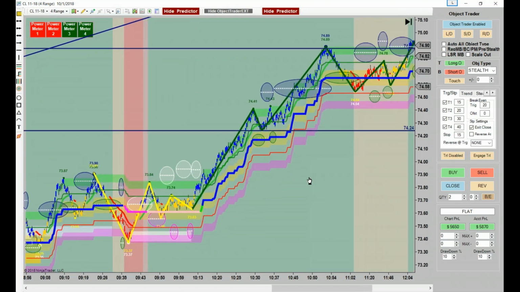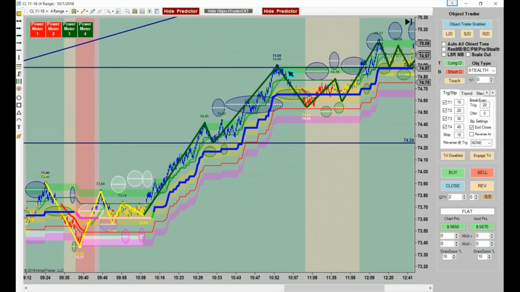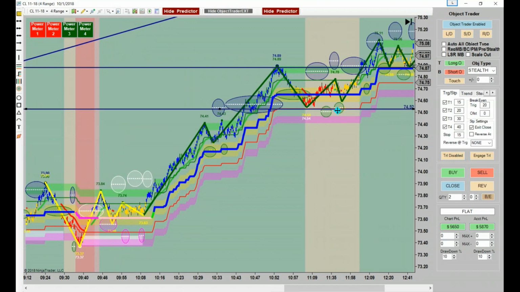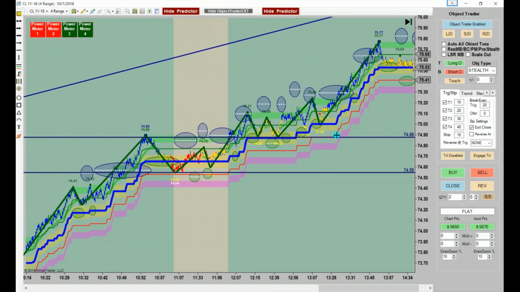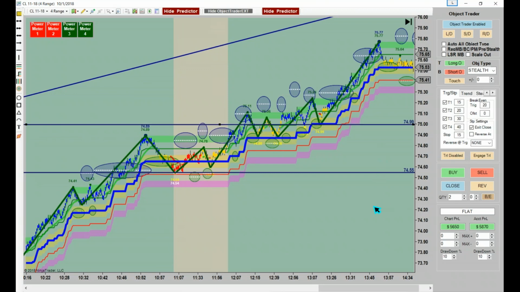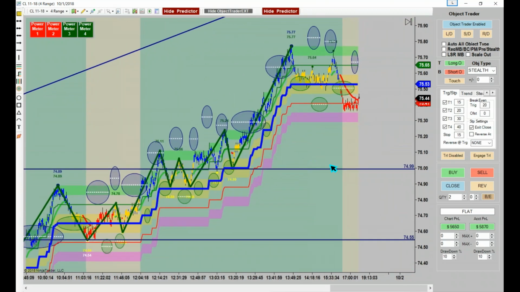That's your lightning swing. Didn't take it out. Now here's your lightning swing right here. Now here's your lightning swing. Now here's your lightning swing. And that's where you're at right now.